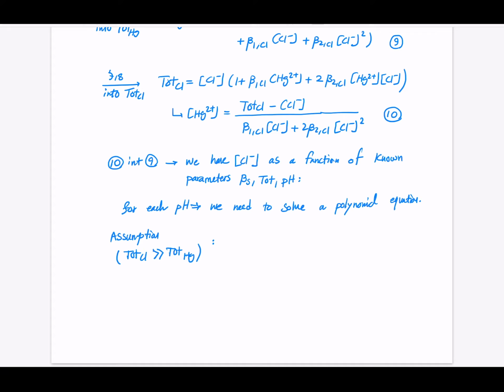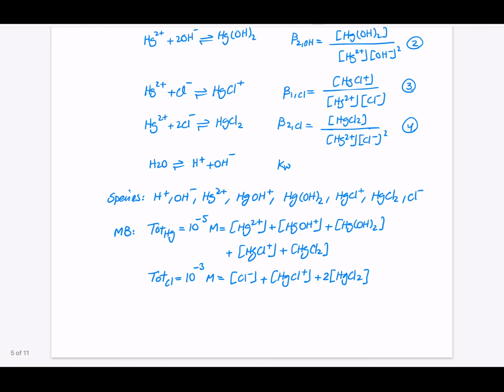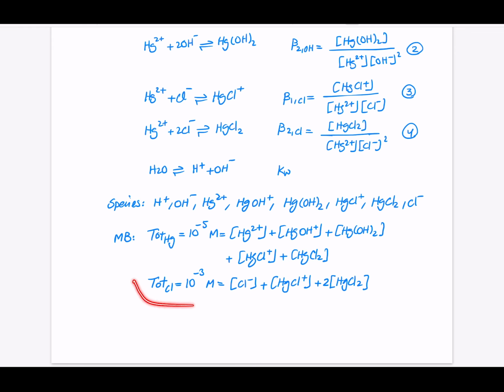But to answer that, we can look back at the total mass balance of Cl specifically. The total of Cl is way bigger than the total of Hg. What does it mean in terms of this specific balance? How can we simplify this? Exactly. Why is that? What's the justification?